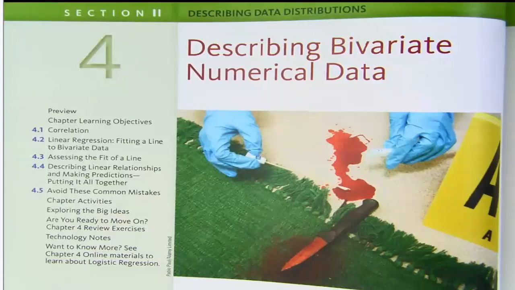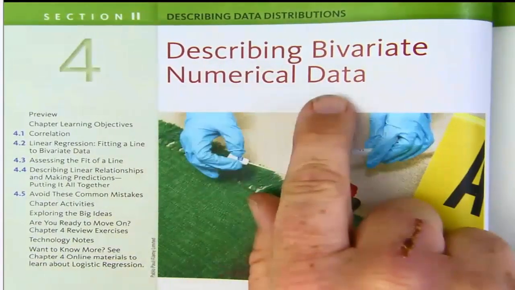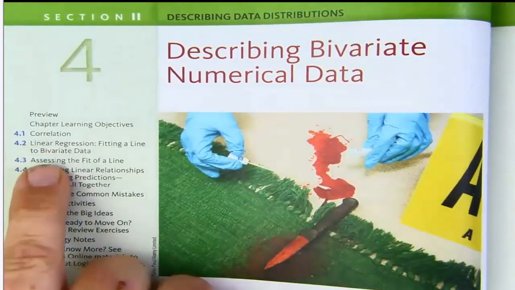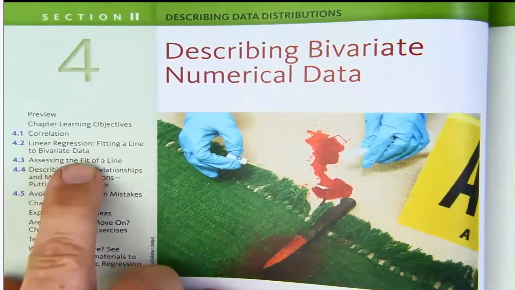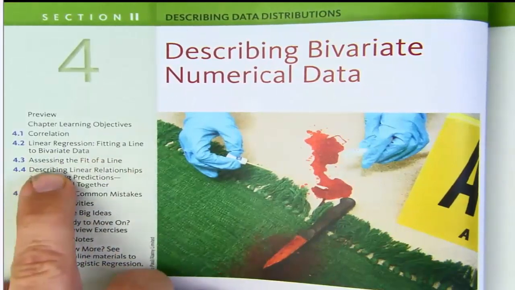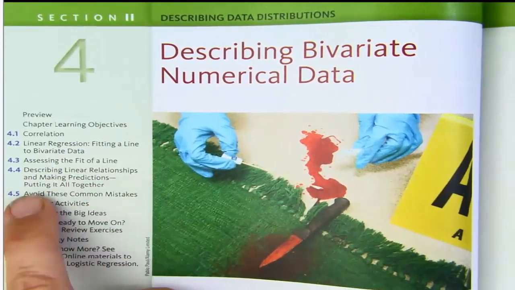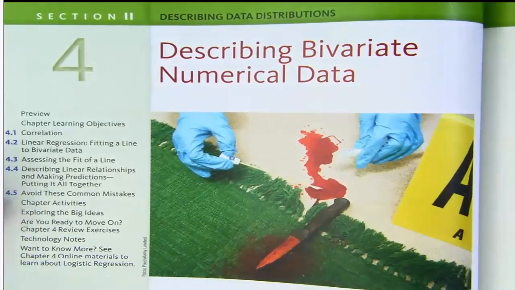Okay, so I want to talk to you about Chapter 4. The topic of Chapter 4 is describing bivariate numerical data. Important topics in this chapter include correlation, linear regression, fitting a line to bivariate data, and assessing the fit of a line, as well as describing linear relationships and making predictions, putting it all together. And there are some common mistakes to be avoided, and that's discussed in the last section of the chapter.